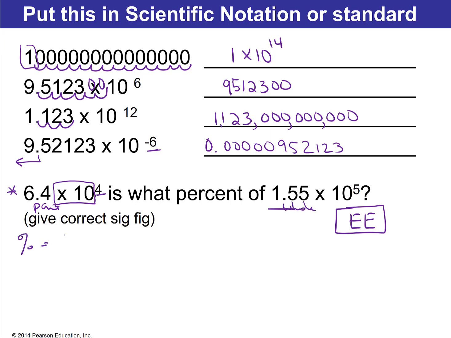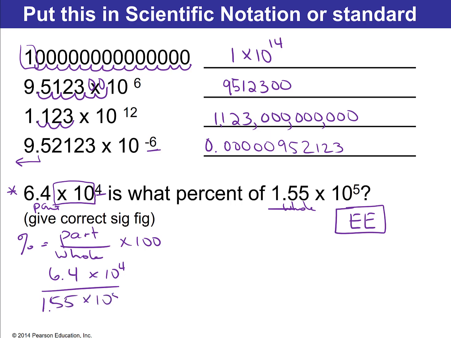So remember that percent is equal to the part divided by the total, or the whole, times 100. So 6.4 times 10 to the 4th divided by 1.55 times 10 to the 5th times 100 is going to give me the percent. When you put this in your calculator, put 6.4, hit the EE button, and then the 4. It should be a positive. You should see that if you're in a graphing calculator, it'll show you a little E and then a 4. If you're in a standard calculator, or the kind that I use, you'll see that the number 4 will be smaller and slightly elevated in the right corner of the screen. That's displaying the exponent. Divide it by 1.55 EE and then put 5.